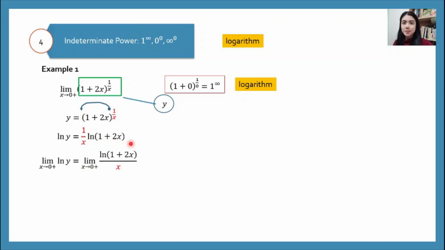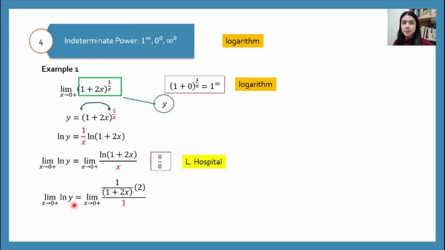Then you add the limit to both sides, and for the right hand side, I just do some simple rearrangement. So I will have 1 over x here. Then if you substitute the 0 inside, you have a case of 0 over 0. When you have a case of 0 over 0, you can apply L'Hopital. So L'Hopital says that you're going to differentiate the numerator. If you differentiate the numerator, you have 1 over 1 plus 2x, and you have 2 here, applying the chain rule. And for the denominator, you have 1.